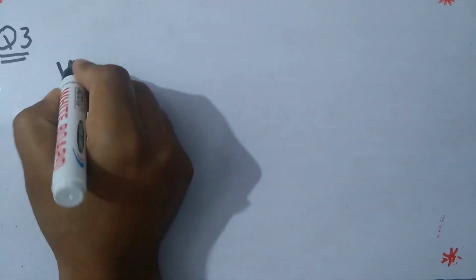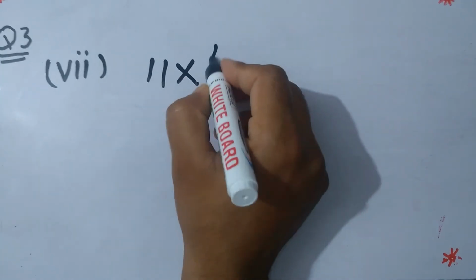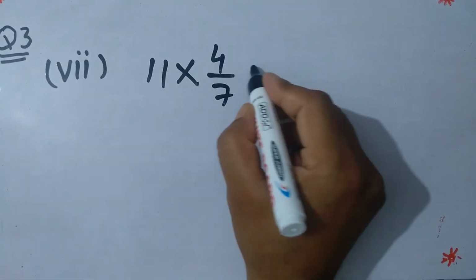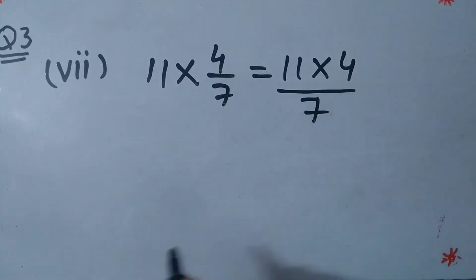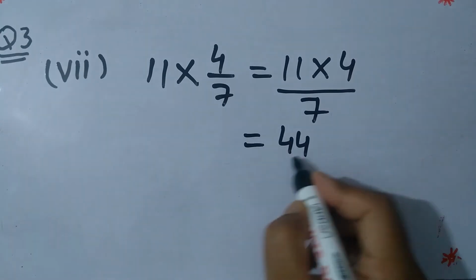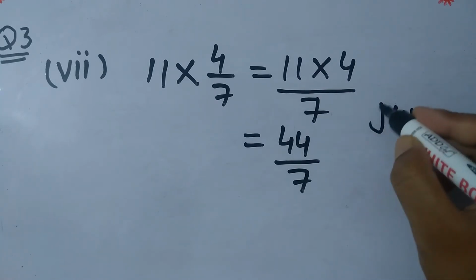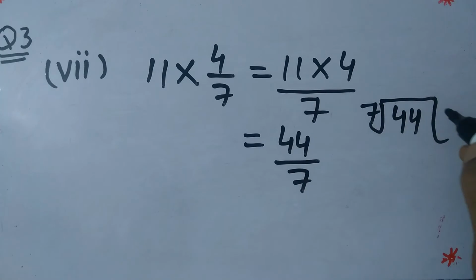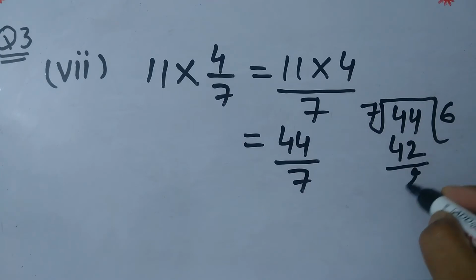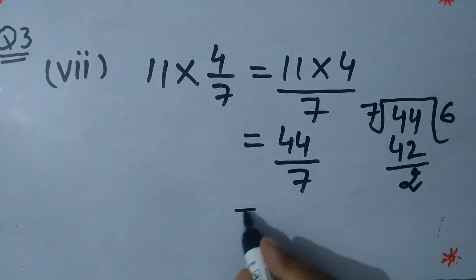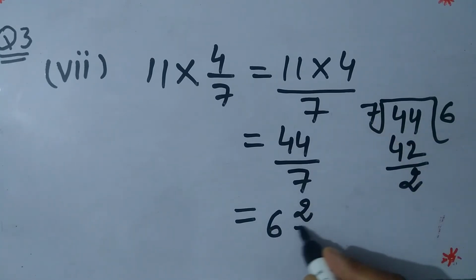Now part number 7. We have 11 into 4 upon 7. That means 11 into 4 divided by 7, so this is 44 divided by 7. Now dividing 44 by 7, 6 sevens are 42, remainder 2. So what we can write now? 6 and 2 upon 7.